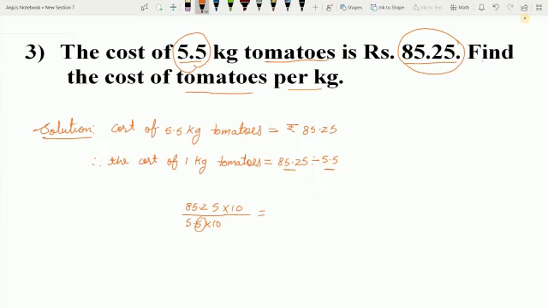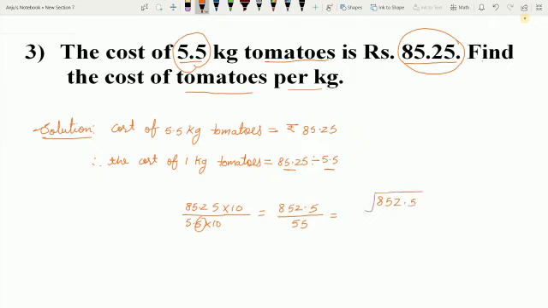So let's multiply 85.25 multiplied by 10. So the decimal point will shift from left to right, because in multiplication the decimal point shifts from left to right and in division from right to left. So the decimal point will come after 2. So we get 852.5. And if we multiply 5.5 by 10, we get 55. Now students, it's easy to divide. So let's divide.